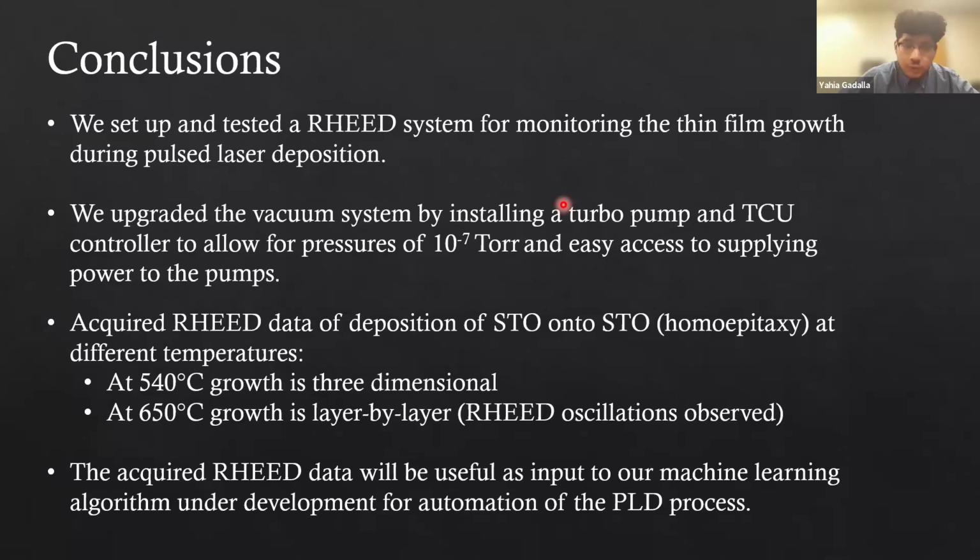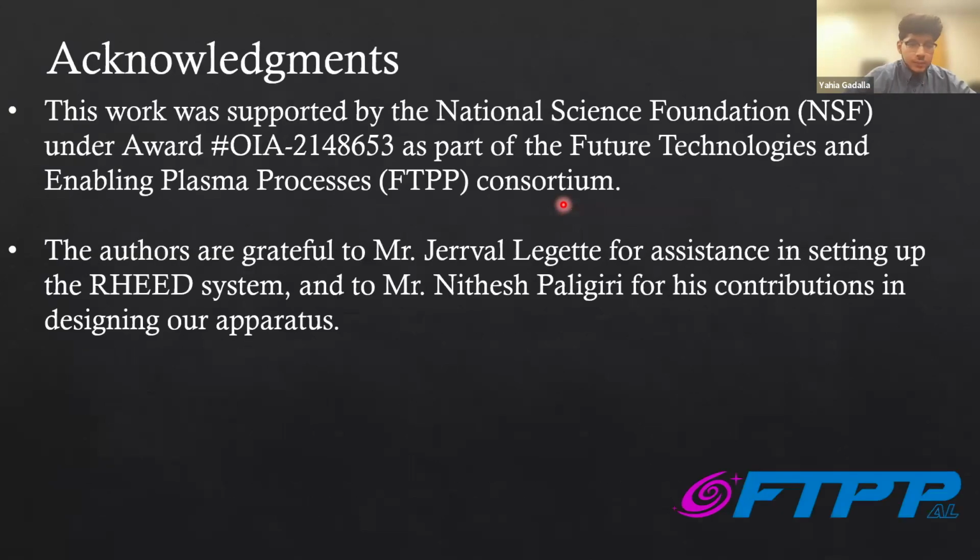At 540 degrees Celsius, we see three-dimensional growth, and at 650 degrees Celsius, growth is layer by layer, so RHEED oscillations are observed. The acquired RHEED data will be useful as input to our machine learning algorithm under development by Mr. Zahar Nassiri for automation of the PLD process.